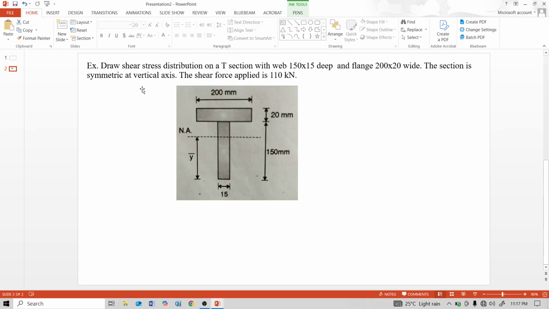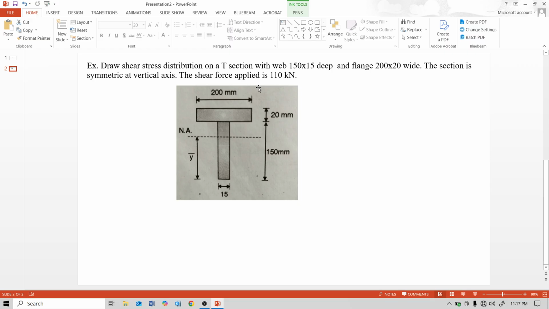Next example, draw shear stress distribution on a T section with web 150 mm by 15 mm and flange 200 mm by 20 mm. The section is symmetric about the vertical axis. The shear force applied is 110 kN.